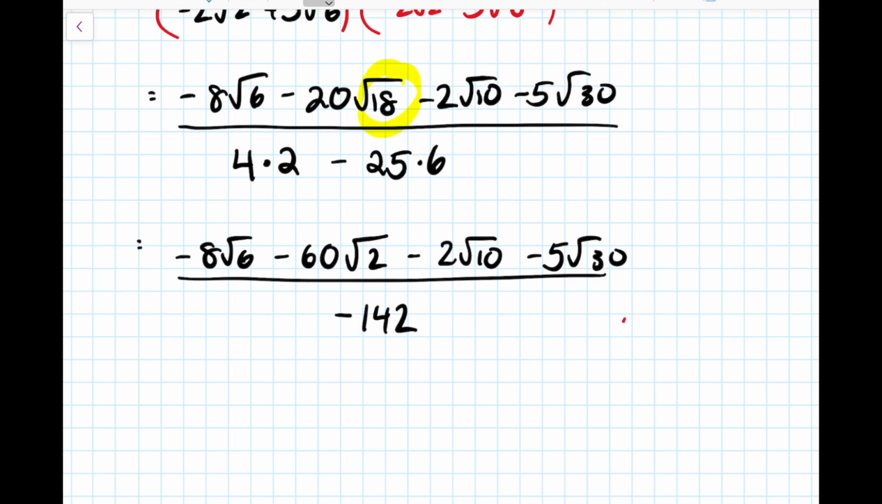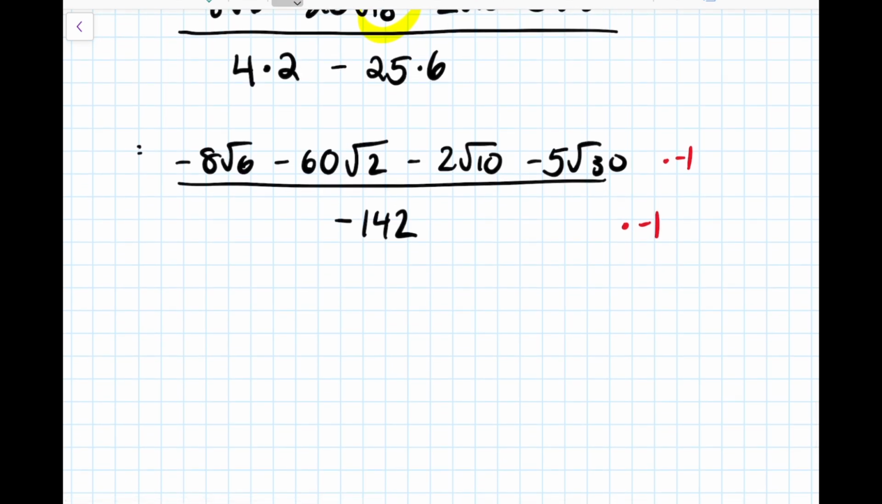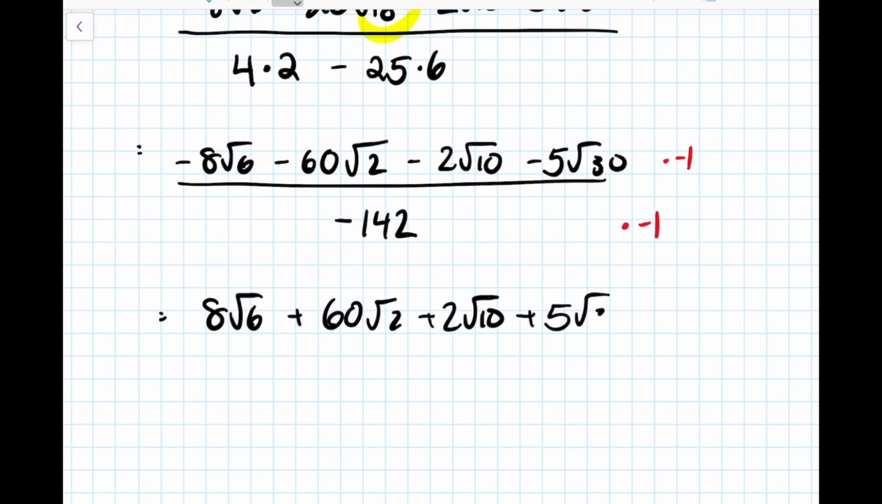That's a whole lot of negatives, so let's multiply the top and the bottom by negative 1 to make this just look a little bit nicer. So we're going to get 8 root 6 plus 60 root 2 plus 2 root 10 plus 5 root 30 over 142. There will be times where you're going to be able to combine some terms together by adding or subtracting here, so do keep an eye open for that.